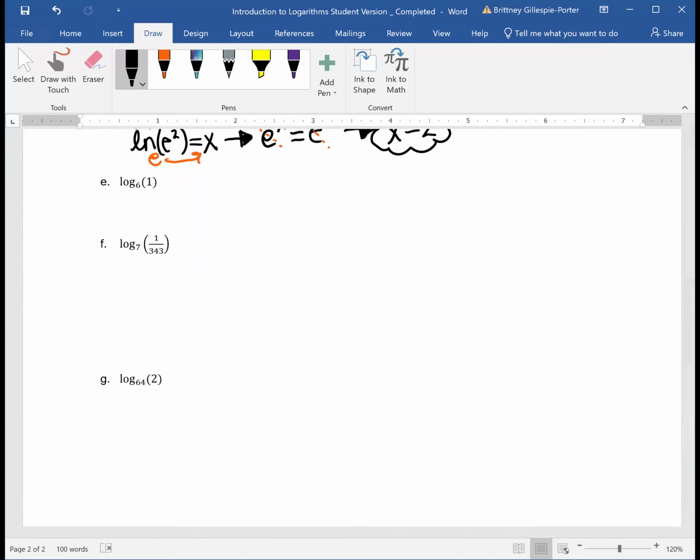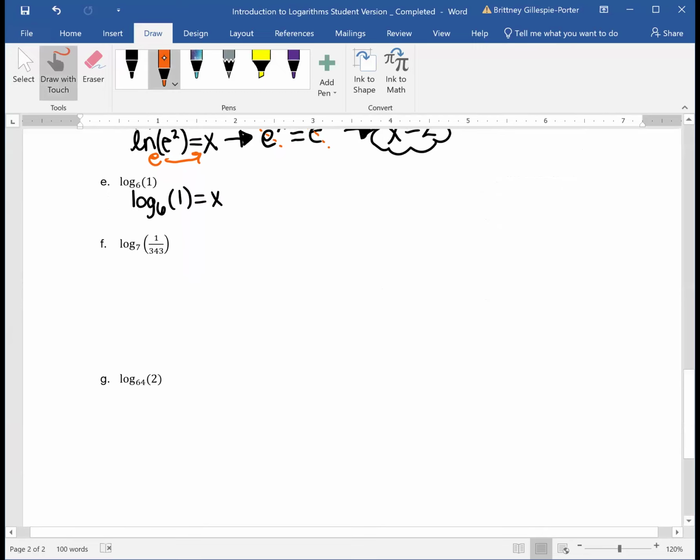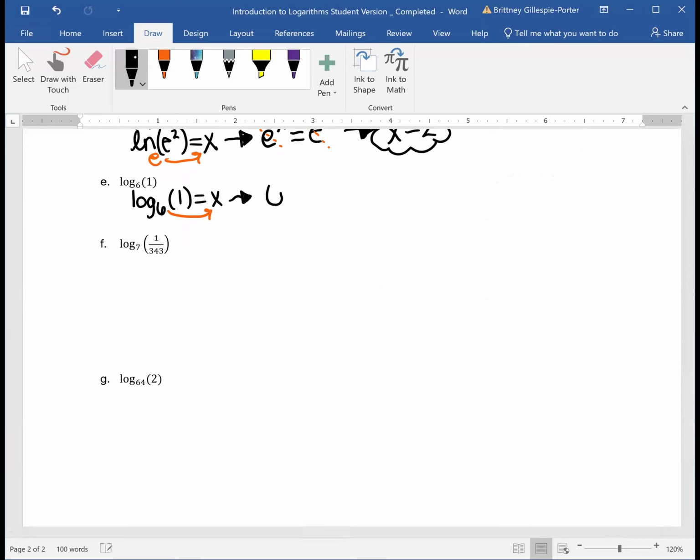The next one you're going to want to remember, but let's say you don't. We have log base 6 of 1 equal to x, and we rewrite it as an exponential. We would have 6 to the x equals 1. The only way that we can make something to a power equal to 1 is if that power is 0. I highly suggest remembering that if you have log of 1, it's automatically going to be 0.